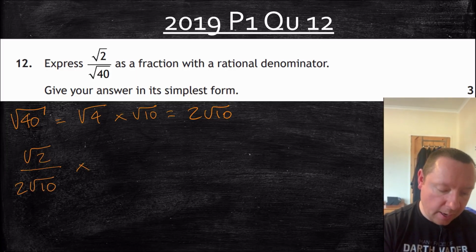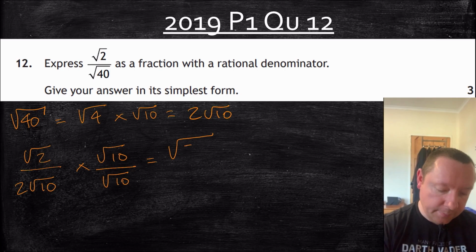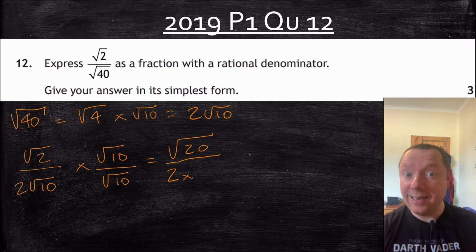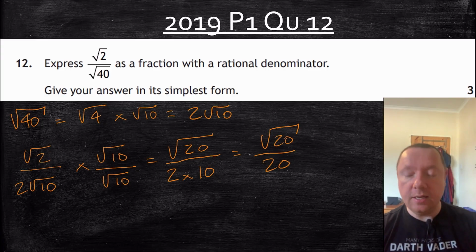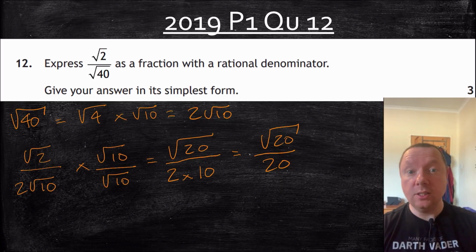So I can times by just the square root part on the bottom, root 10 over root 10. 2 roots together, root 2 times root 10 is root 20 over 2 times, 2 still hanging about, and then root 10 times root 10 is just 10. So that gives me an answer of root 20 over 20. Now you might think you're done there, but this was a 3-mark question, so that's a little clue there.